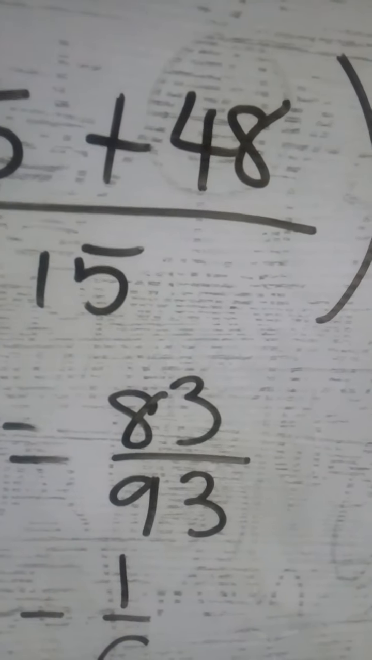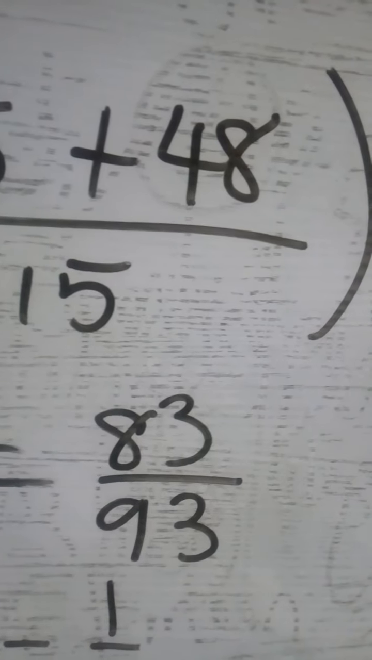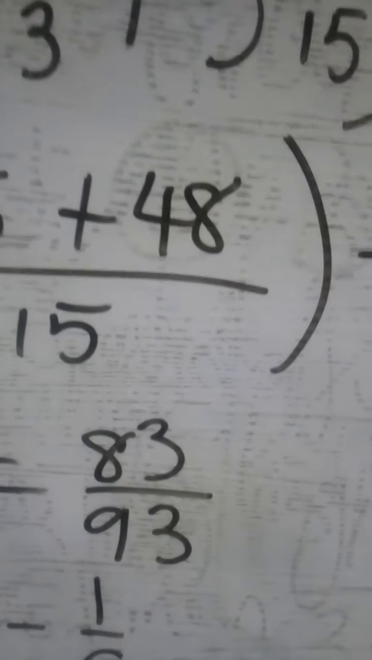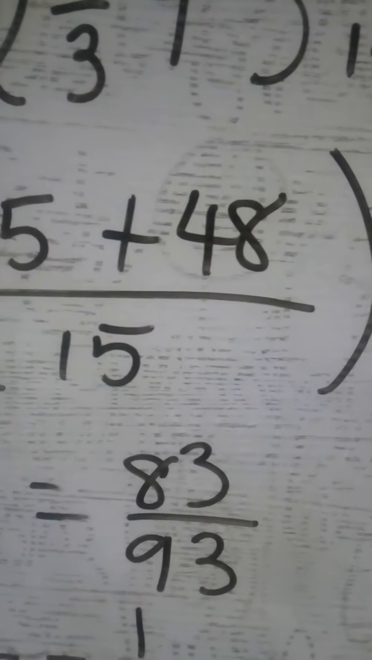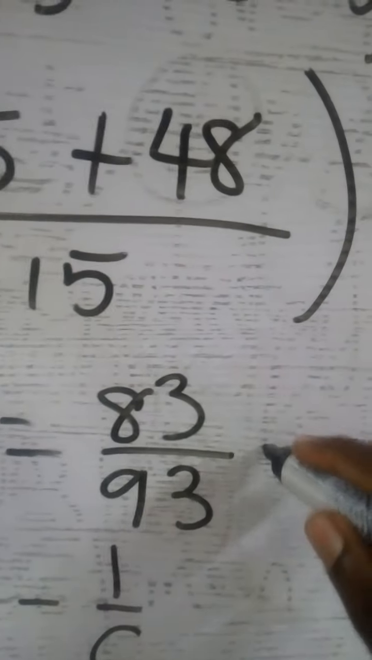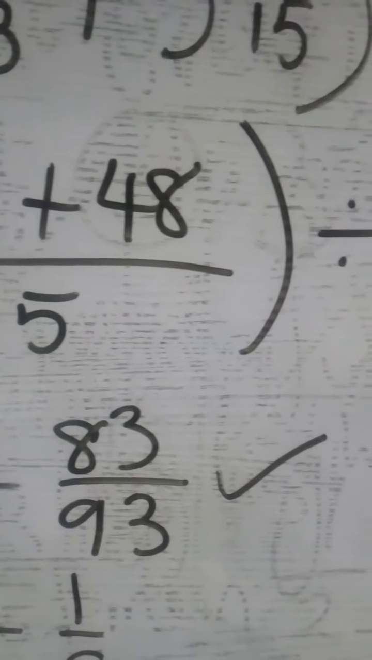Is there any number that can divide 83 and 93? Of course, 83 is a prime number, so nothing can divide it. You heard me mention prime number, maybe we'll mention it in another lesson. But something can divide 93. Since it will not divide the two at the same time, then this becomes our answer. Before we move to the last question there.